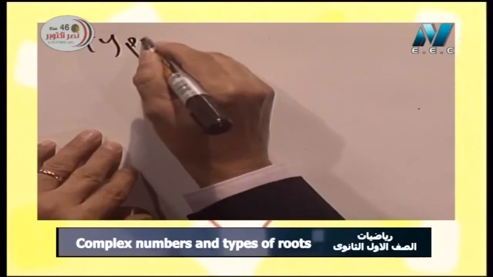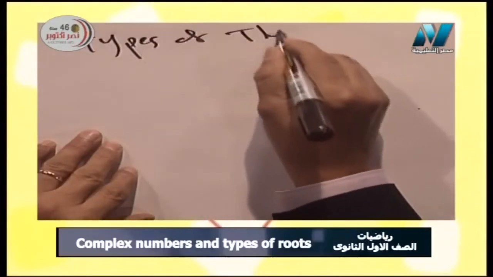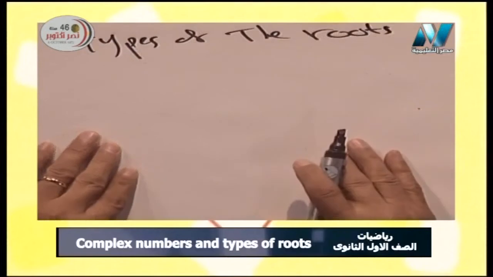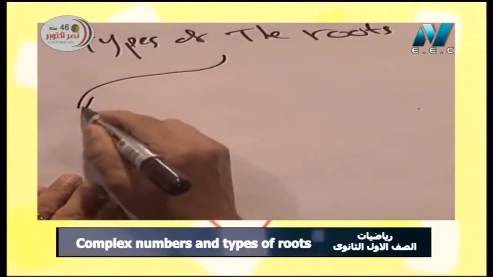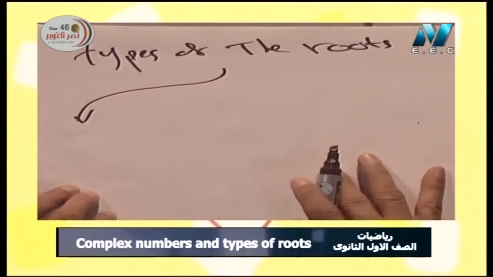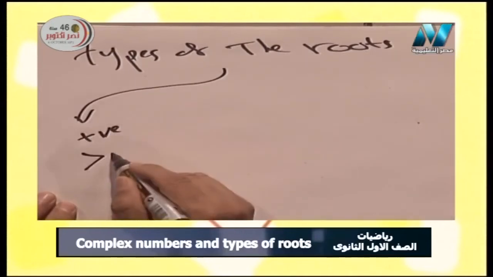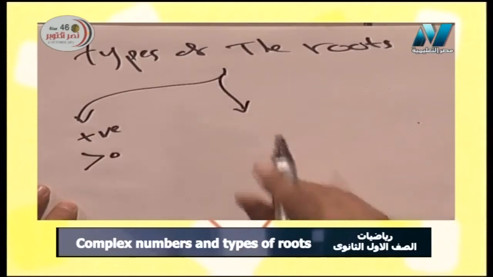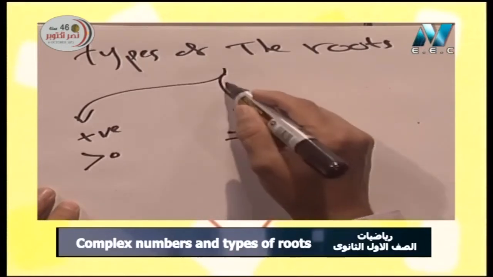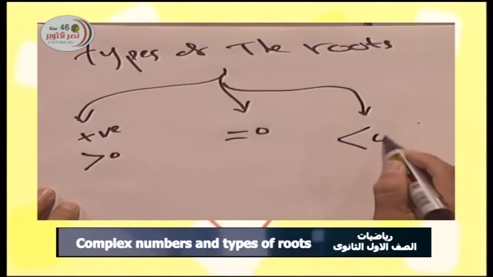Hello, my dear students. We are going to study a new lesson, which is the third lesson in algebra, determining the types of the roots. We have three types of the roots. First type will be positive, which is greater than 0. Second type is equal to 0. And third type is less than 0, or negative.